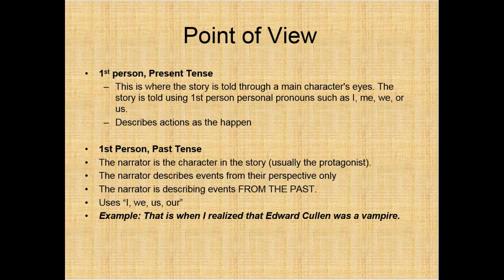Next, we have what we call point of view. And the point of view is who is telling the story. So the first one is called first person. First person is when a story is told through the main character's eyes. The story is told, again, using the first person pronouns, such as I, me, we, or us. All right? So it describes the action as it happens. That can either be in present tense or in past tense. Right? So past tense would be something like, this is when I realized that Edward Cullen was a vampire and I was madly in love. Right? So in that case, it's already happened and they're telling that in the past tense.